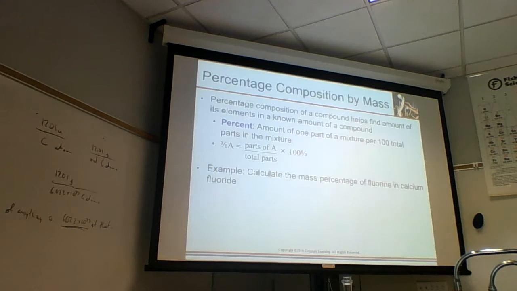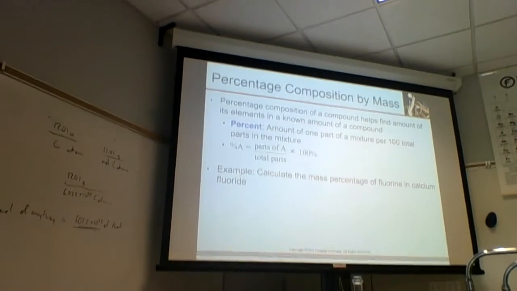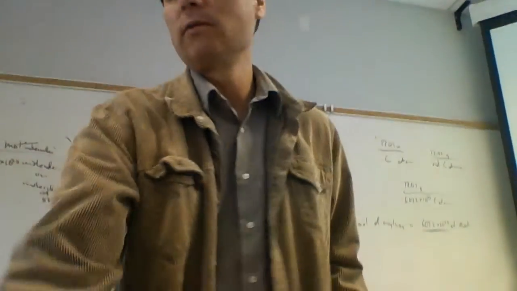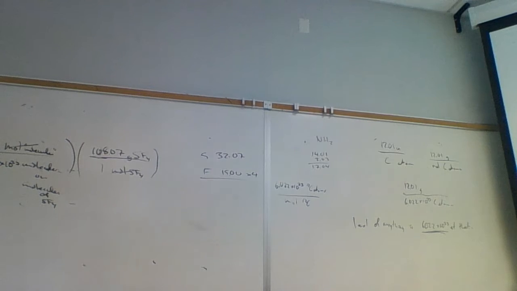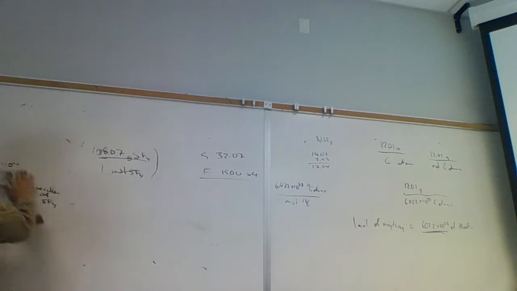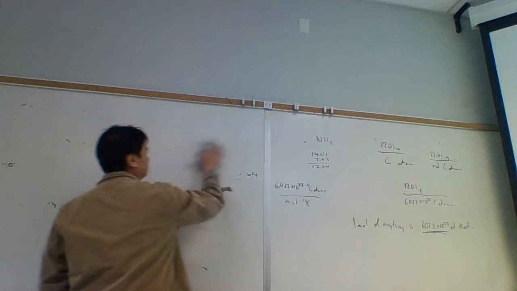All right, so that's one thing we can get. There are other things we can get from the formula. The formula tells us the composition, right? But it tells us the composition as an atom or mole ratio.